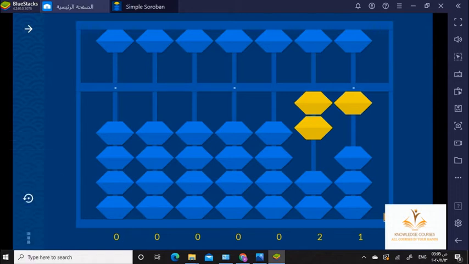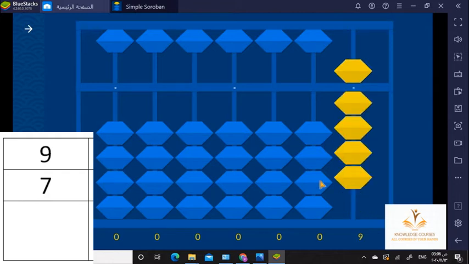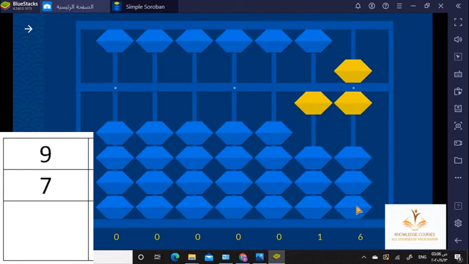Another example. 9 plus 7. 9 plus 7. I can't represent 7 in the unit. So the big helper of the 7 is 3. So I activate 10 and minus 3. So the solution is the 16.